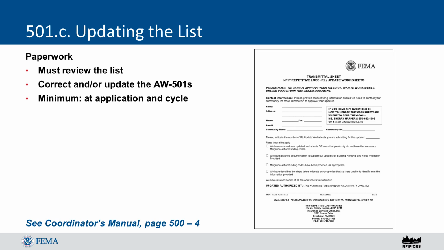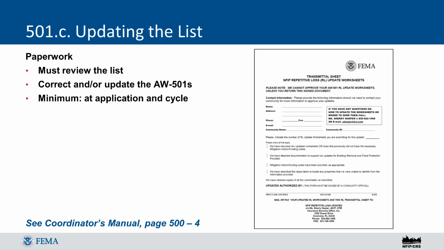Cycles happen every 3 to 5 years. We strongly encourage you to keep that list updated in between cycles simply because it makes your task much easier when it comes time for a full cycle evaluation to occur. So make sure you correct and update any AW501s that you need to. Regardless if you have one update to make or if you have several, you only need one transmittal sheet.